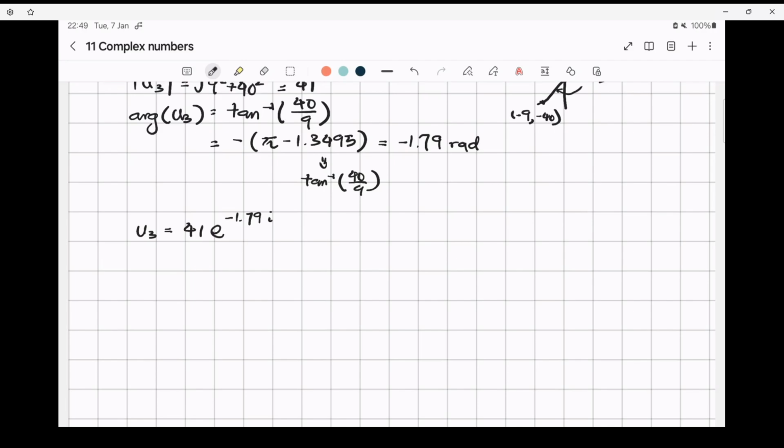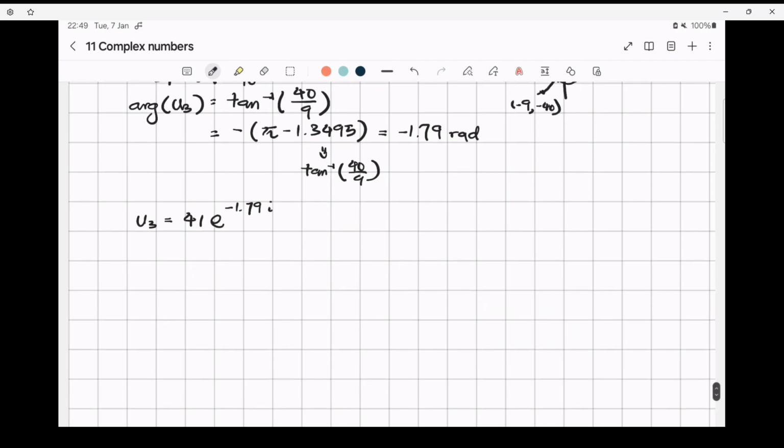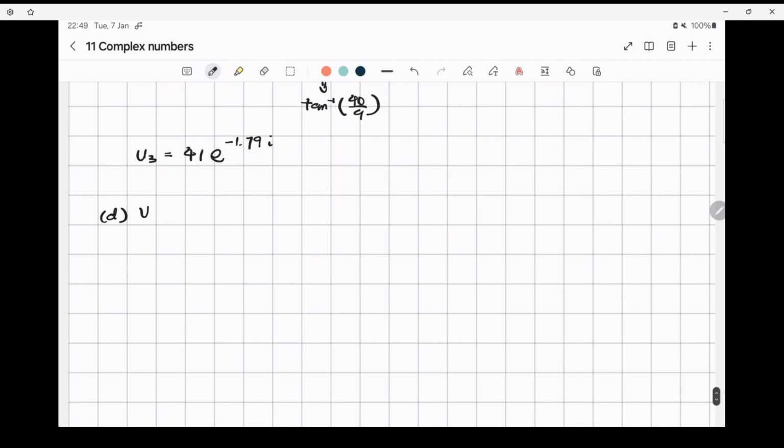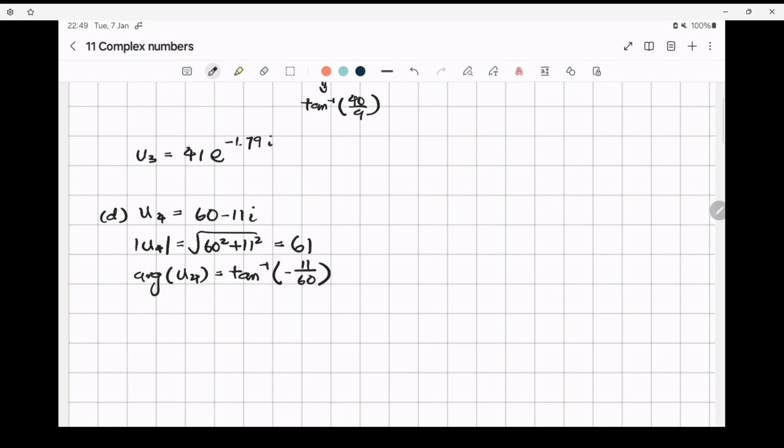So now the last one, which is D. Let U4 be 60 minus 11i. The modulus of U4 will be the square root of 60 squared plus 11 squared, which is 61. The argument of U4 will be the inverse tangent of minus 11 over 60.